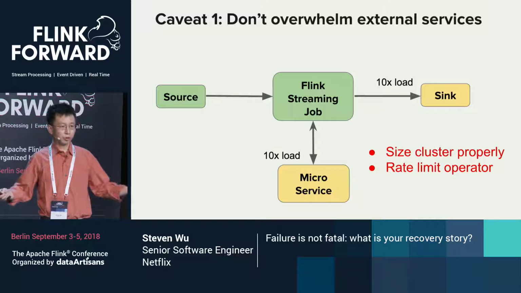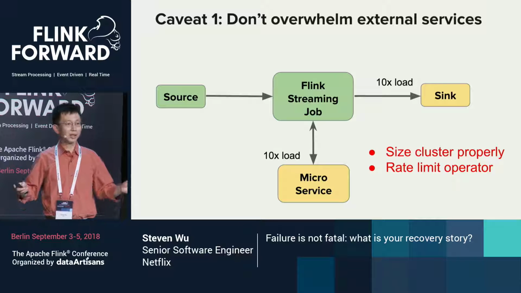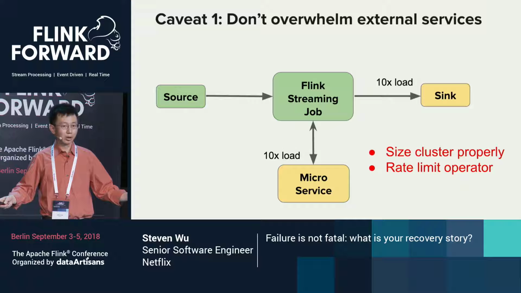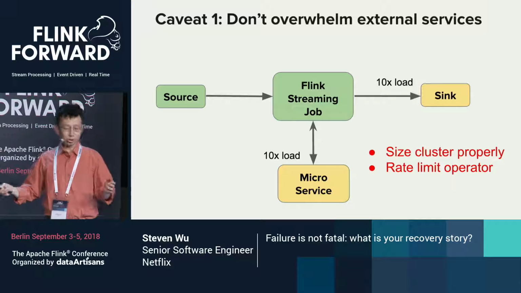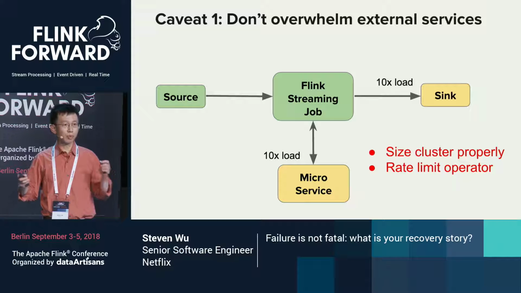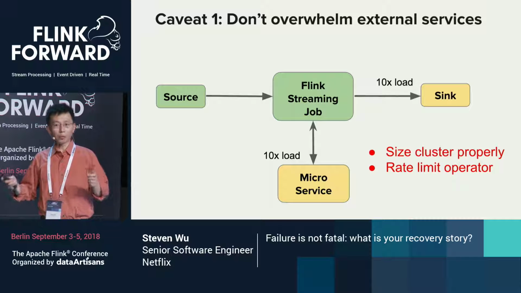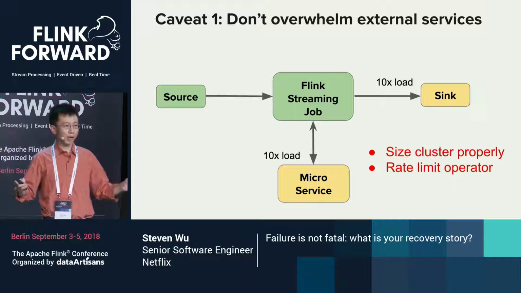There are a few solutions. For example, we can size the Flink cluster properly, so it will never be too big to overwhelm those external dependencies. A second solution can probably give us more precise control. You can add a rate limit operator into your job DAG, so you can throttle your job. This can guarantee you will never overwhelm your external dependencies.